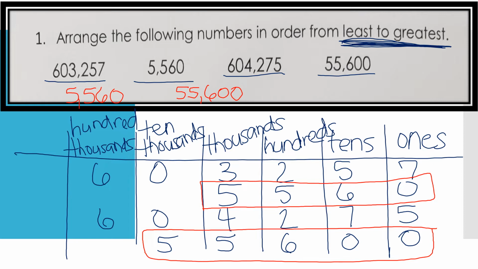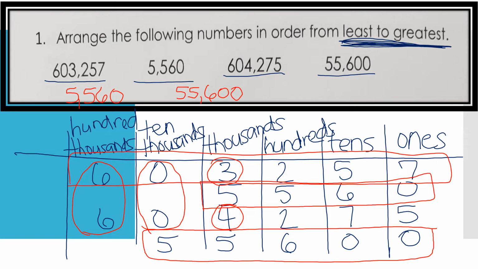And then if we look at our last two numbers, we're going to compare the place values. So we have a 6 in the 100,000s, a 0 in the 10,000s. All right, but then if we look at our thousands place, we see we have a 3 and a 4. So that tells me that the 3 is less than the 4. So I know that 603,257 will be the next number in our list. And then that leaves us 604,275 as the greatest number. Ooh, I wrote the wrong digit there. Let's see. 275. All right.